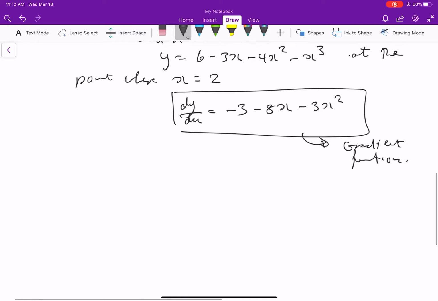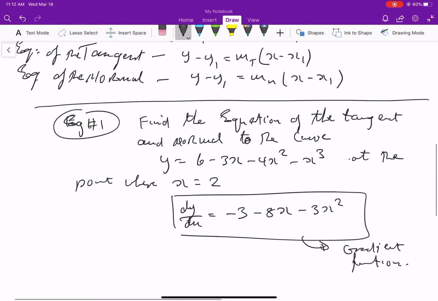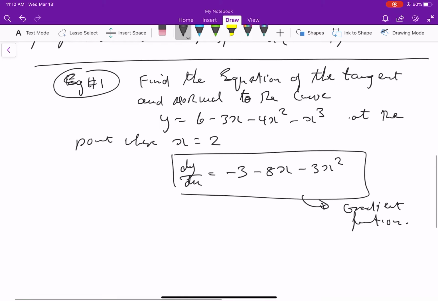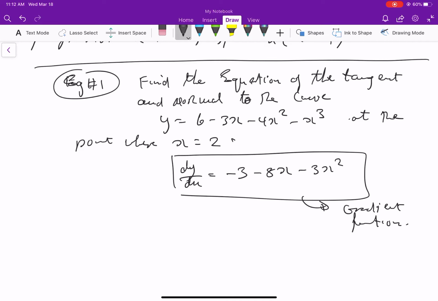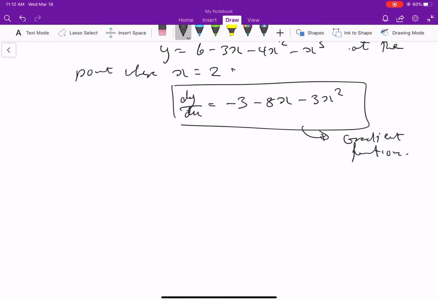And they're asking me for the equation of the tangent and the normal to the curve at the point where x is equal to 2. Okay. We know at this point that if we plug a value of x into the gradient function, that will give us the gradient of the tangent to the curve at that point. So when x is equal to 2, dy dx is minus 3, a big number, minus 8 times 2, and then minus 3 times 2 squared.